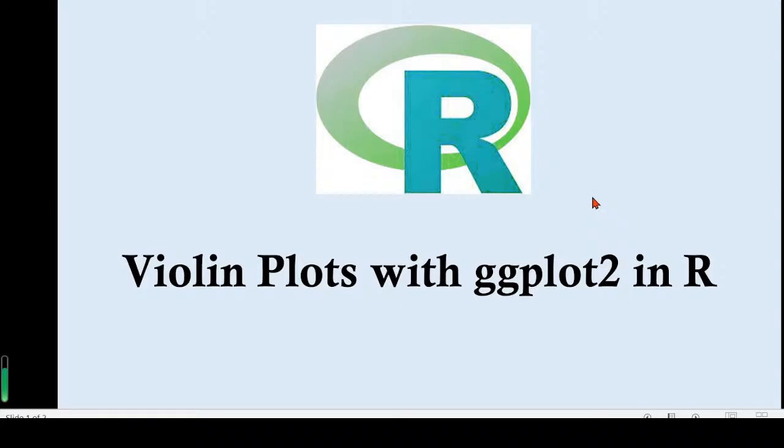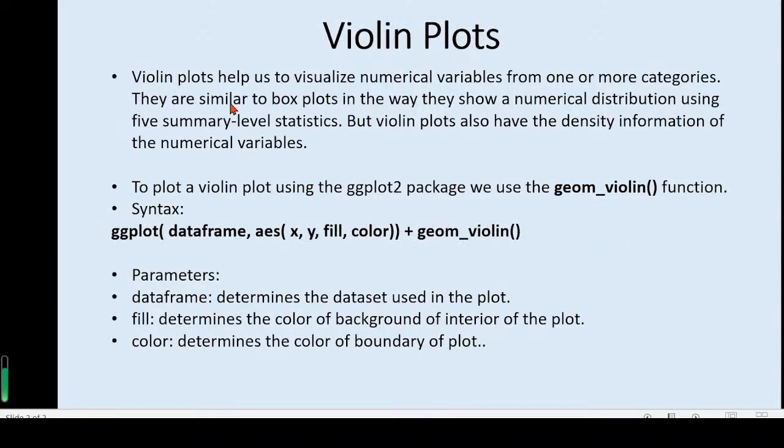Violin plots. Violin plots help us to visualize numerical variables from one or more categories. They are similar to box plots in the way they show a numerical distribution using 5 summary level statistics, but violin plots also have the density information of the numerical variables.